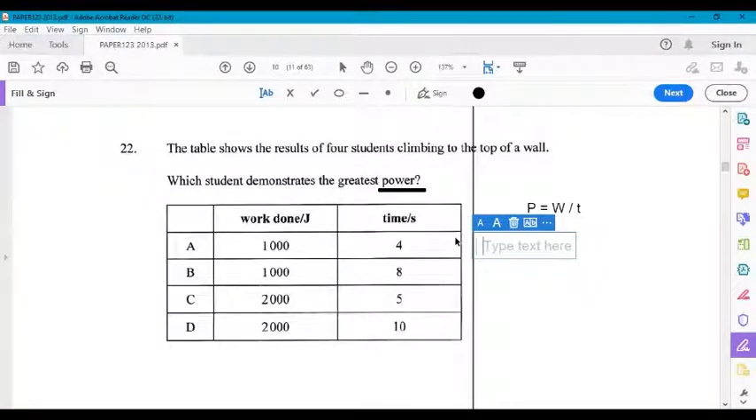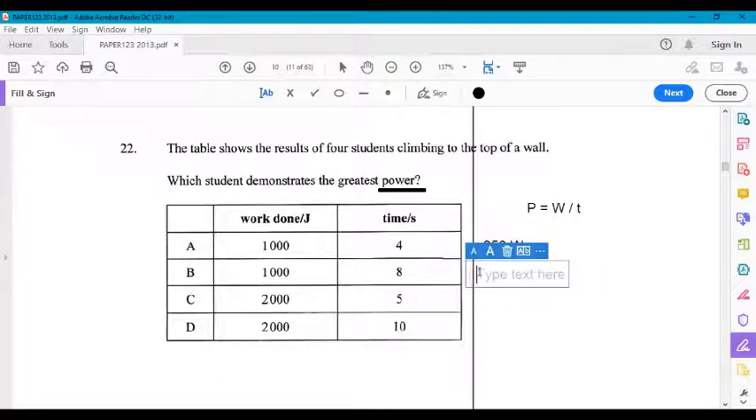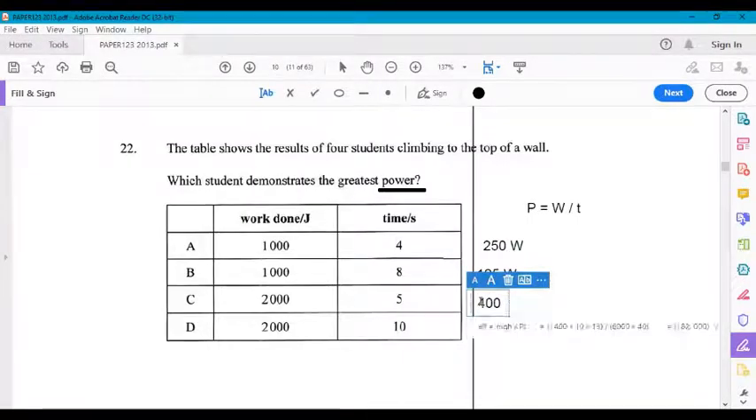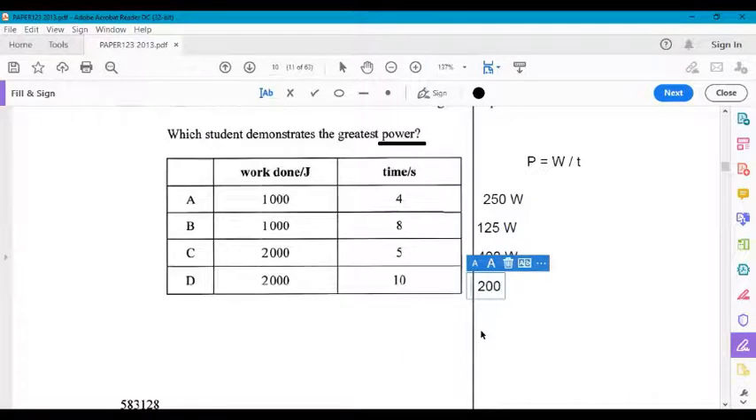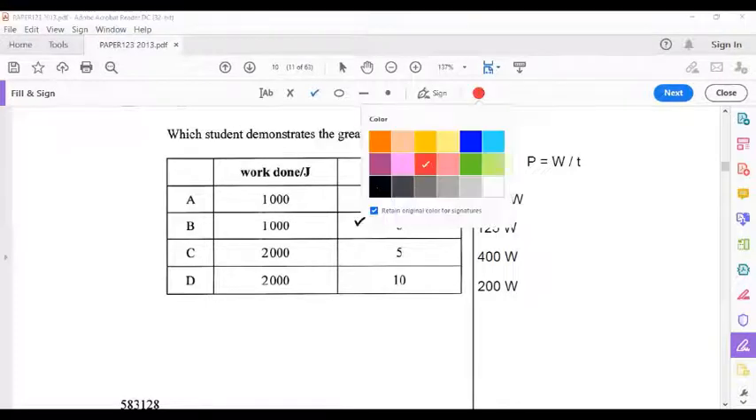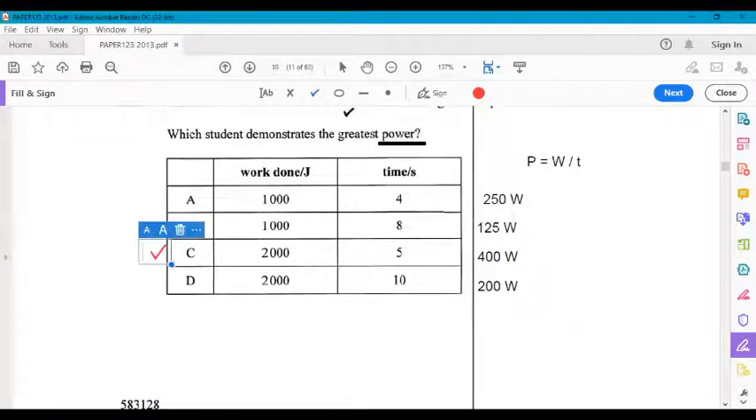All right, so if you work them out correctly, then you would have got 250 watts for A. For B, you would have gotten 125. For C, 400 watts. And for D, 200 watts. And the greatest power is demonstrated by student C with 400 watts.